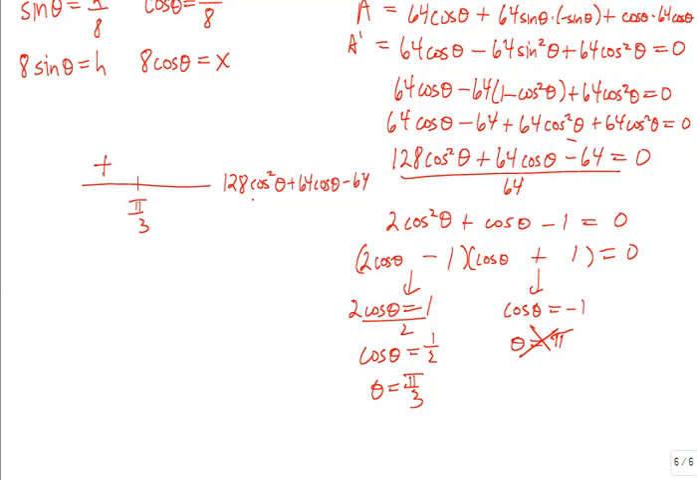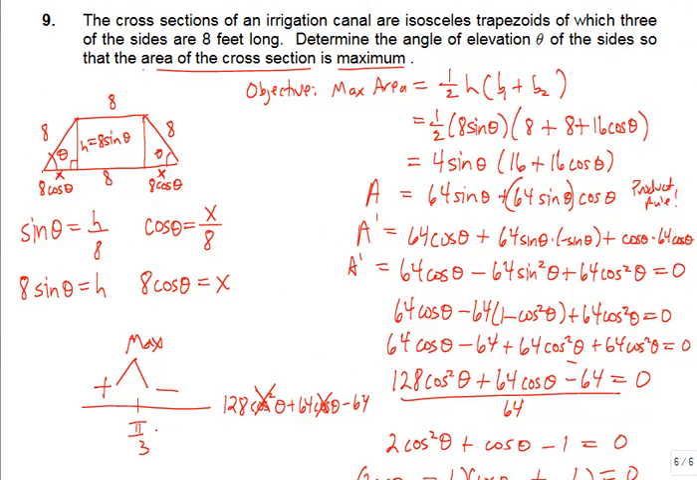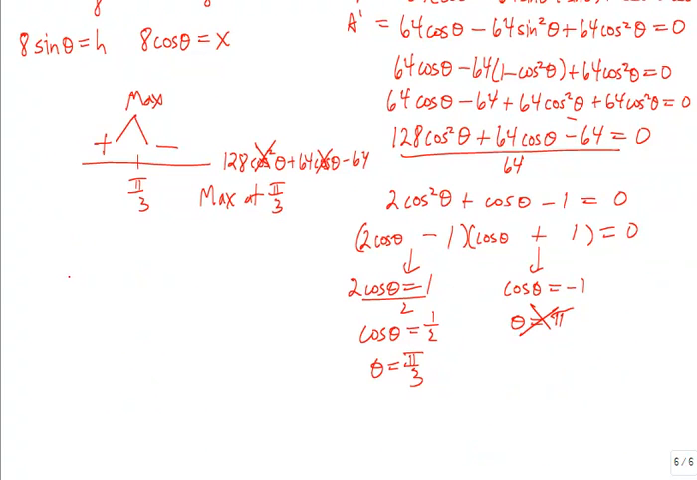And then if I pick something to the right of pi over 3 like pi over 2 or 90 degrees, cosine of pi over 2 is 0. So this would go to 0, this would go to 0, and we would get negative 64. So that'll be minus, which means we're going up on the left and we're going down on the right. And that's what we wanted. We wanted to maximize the area of this cross section. We wanted maximum area. So this is our proof that we have a max at pi over 3. And our final solution was just to find this angle of elevation theta, which we just did. So our angle theta needs to be pi over 3.